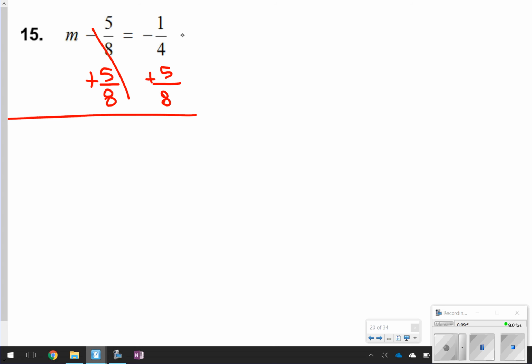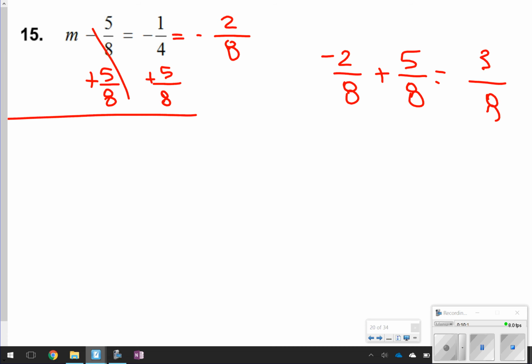1/4 I'm going to change to an eighth. I'm going to make it to be -2/8. So really what I'm doing is -2/8 and a +5/8. So -2/8 plus 5/8, different sign subtract. So I'm going to subtract 5 minus 2. I get 3/8, and that's going to be positive because my larger value is positive. So 15 is equal to 3/8.